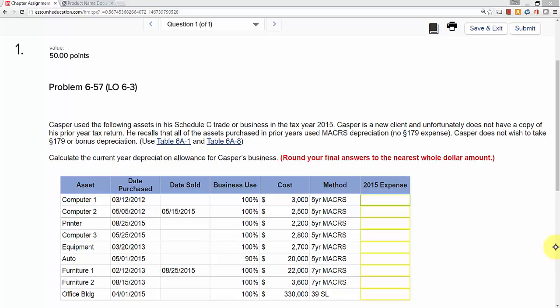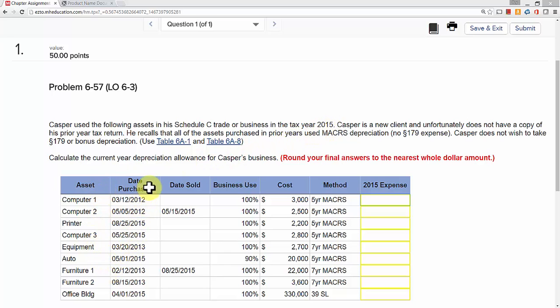In this video, let's review the calculation of depreciation that we had learned in Chapter 6 called the Modified Accelerated Cost Recovery System, or MACRS. What you're looking at is problem 57 at the end of Chapter 6, where Casper is going to have to calculate depreciation for the year 2015. And what we're given is a list of depreciable assets.